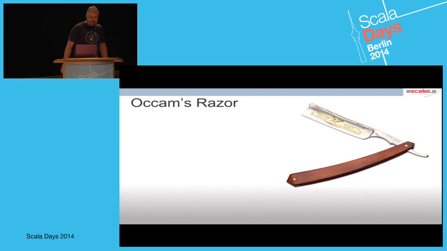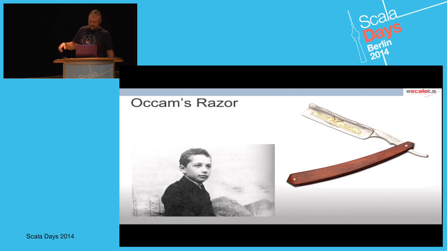Occam's razor. Actually, the original definition is quite arcane, but roughly speaking, it's the simplest solution that fits the facts is the current one until proven inadequate. Einstein's sort of take on this, incidentally, I like to mix things up. That's Einstein. Everybody thinks of him as the crazy guy with the big hair, but he was young once too. Everything should be made as simple as possible, but not simpler.